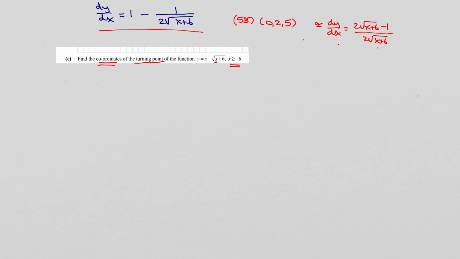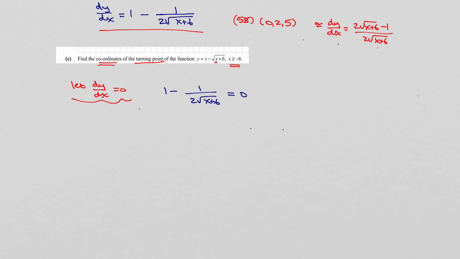So what are we doing to find the turning point? Well, we're looking for our max or our min. So our local max or min is found by letting dy dx equal 0. So I've already found dy dx from b. So all I need to do is let dy dx equal 0 to find my turning point. So my dy dx is 1 minus 1 over 2 root x plus 6. And I'm going to let that equal 0.